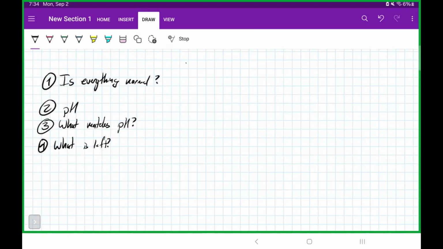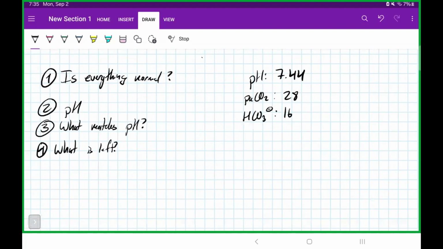Okay, so the last one I would like to take a look at just quickly is a pH of 7.44, a PaCO2 of 28, and an HCO3 of 16. Now, this is going to be similar to the previous question, but I think those are the ones most likely to be confusing.